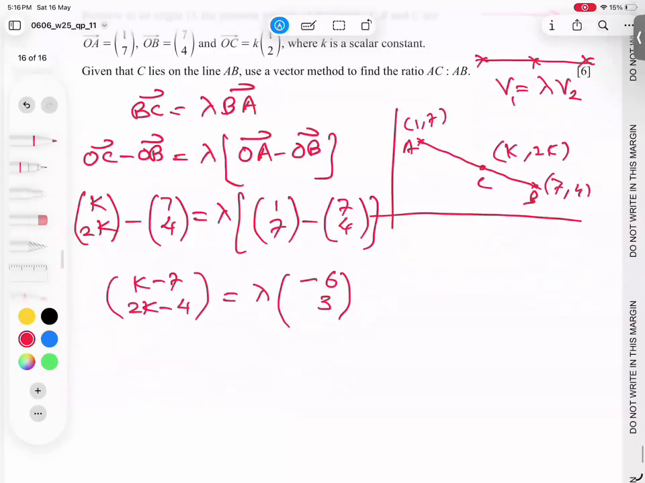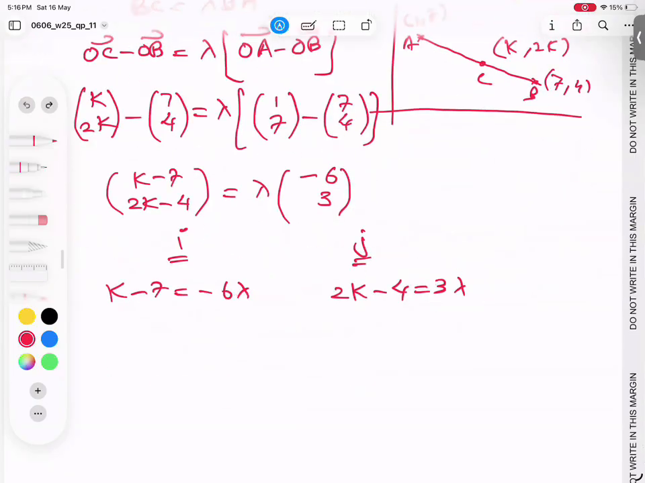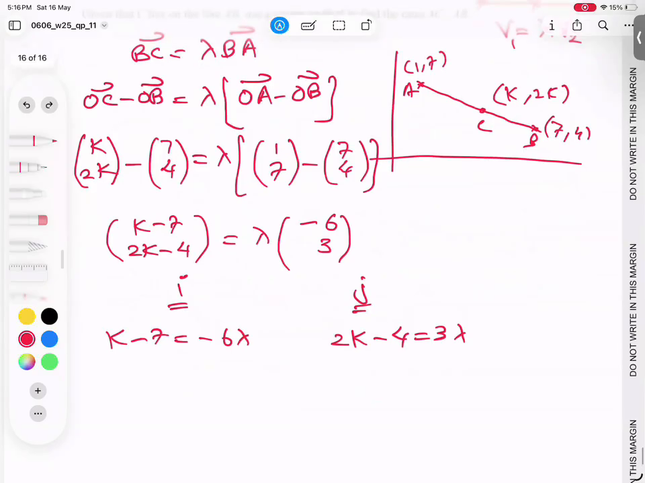Now I multiply lambda inside, and I component and J component. This is called the I component. So K minus 7 is equal to minus 6 lambda, and 2K minus 4 is equal to 3 lambda. Because lambda is my assumption, I have to eliminate lambda. So how is it possible? This is a 3 and this is a 6. So why not multiply by 2 and solve them?